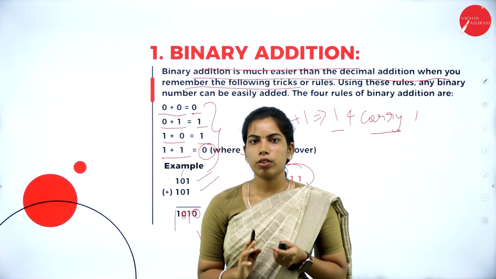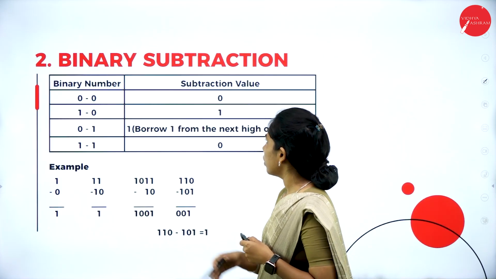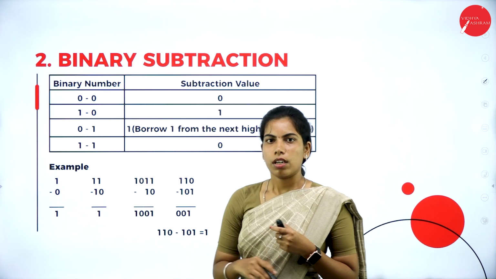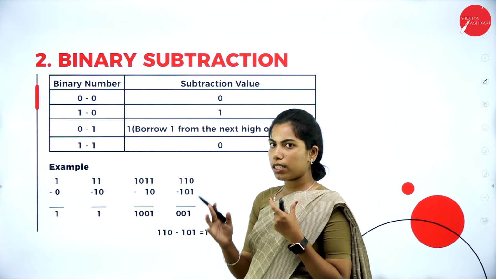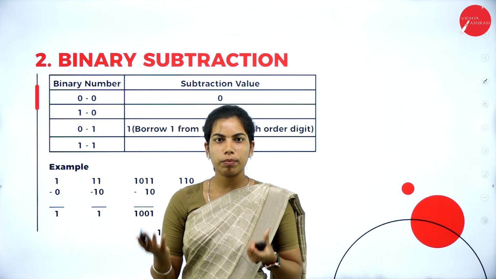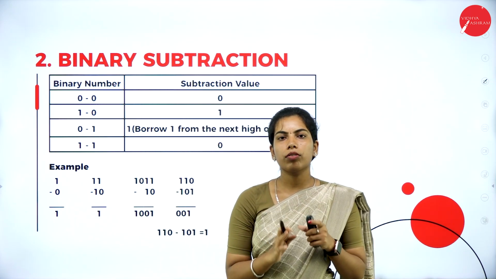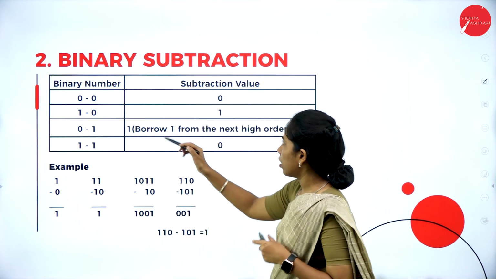So this is how you have to do the binary addition. So the next is binary subtraction. Again, we have to get to know what exactly binary subtraction is. It is nothing but the normal decimal subtraction, but we have to follow some rules. So this is the rule table.